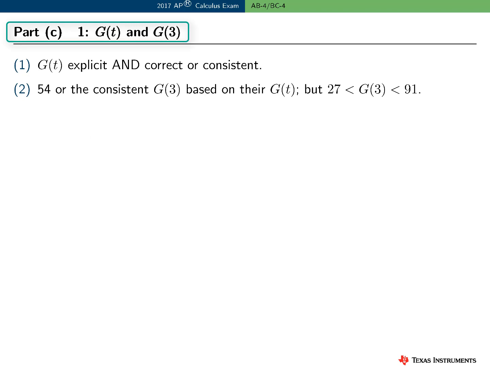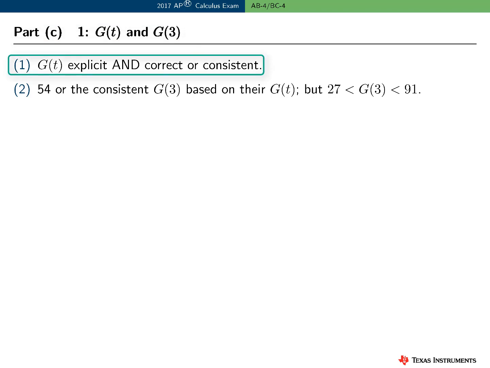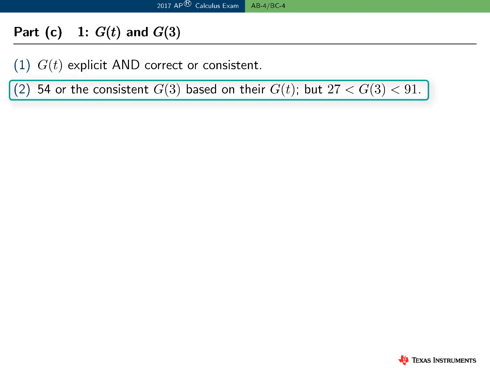The last point in Part C is for an expression for g of t and for the value g of 3. The expression for g of t must be explicit, and it must be correct or consistent. So the student must report the value of g of 3 to be 54, or their consistent g of 3 based on their g of t. And this value must be between 27 and 91. And this makes sense given the initial condition and the statement that the internal temperature of the potato is greater than 27 at all times t greater than 0.